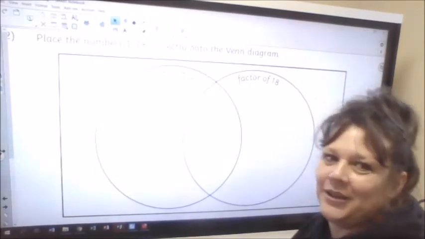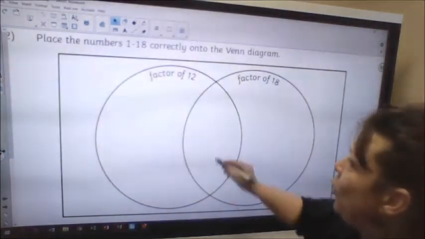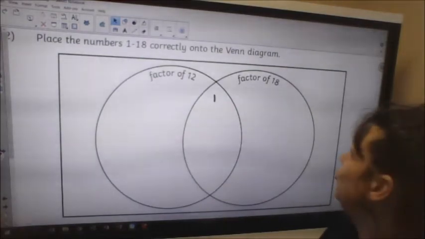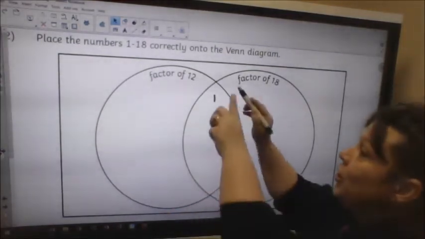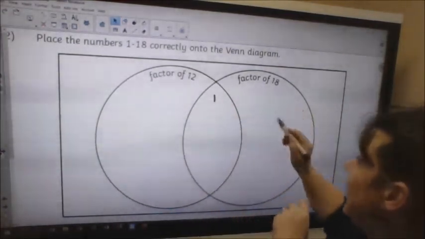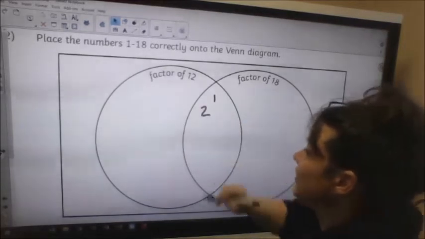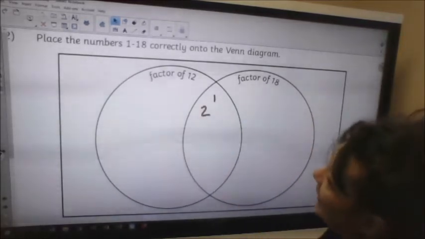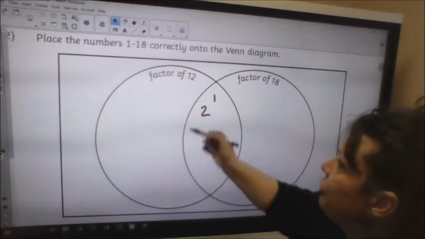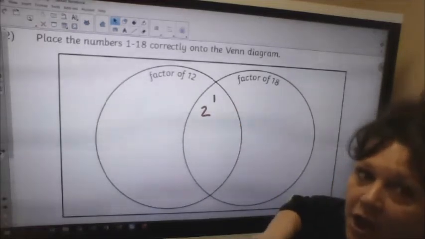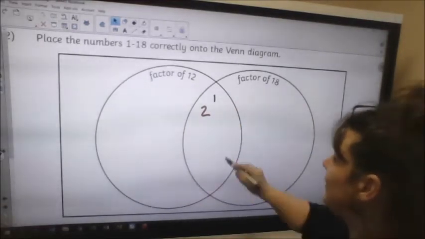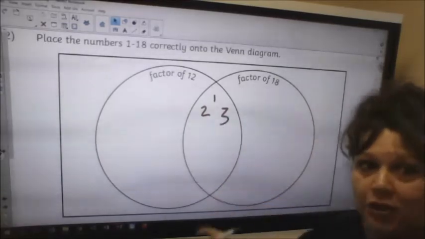Okay, let's have a look how you did then. So 1 obviously goes in the middle. 2 goes into 12 6 times, into 18 9 times, so 2 goes in the centre. Okay, let's have a look at 3 then. Well, 3 goes into 12 4 times and it goes into 18 6 times. So 3, oh, we're getting lots in the centre.